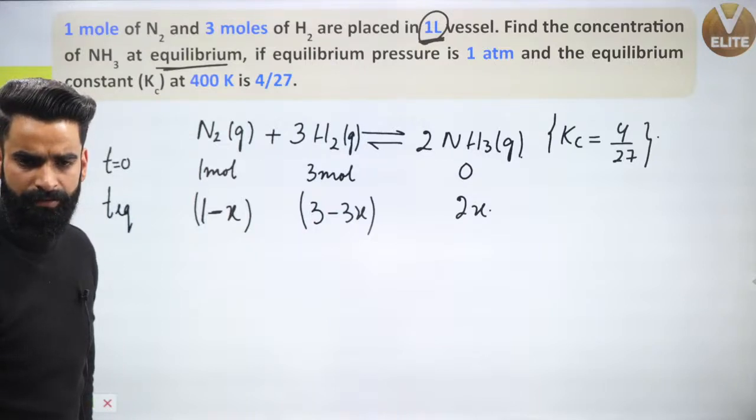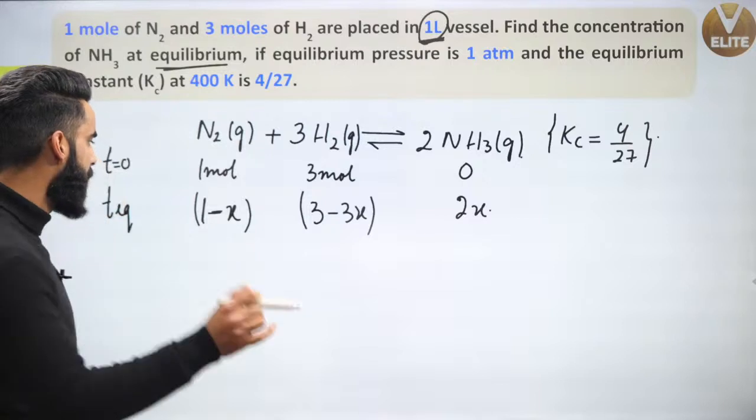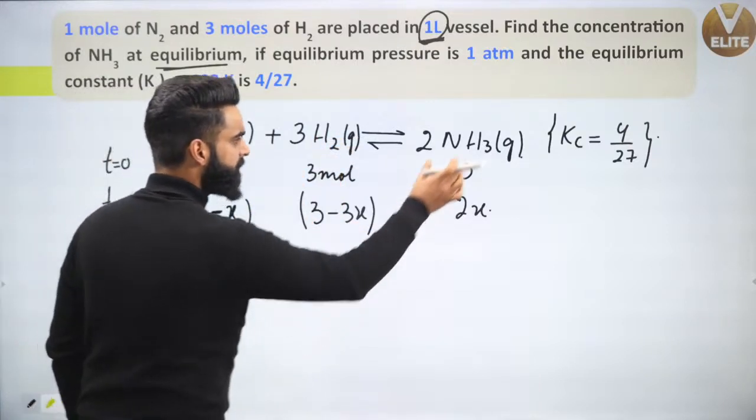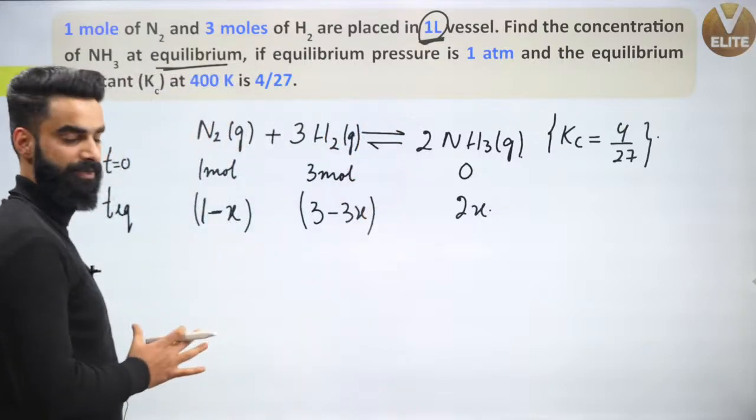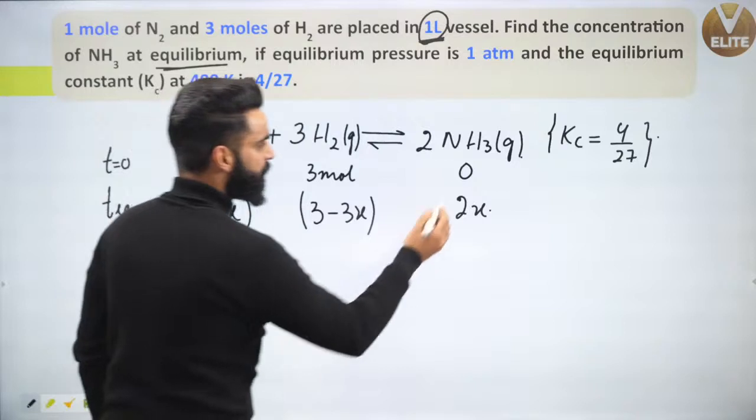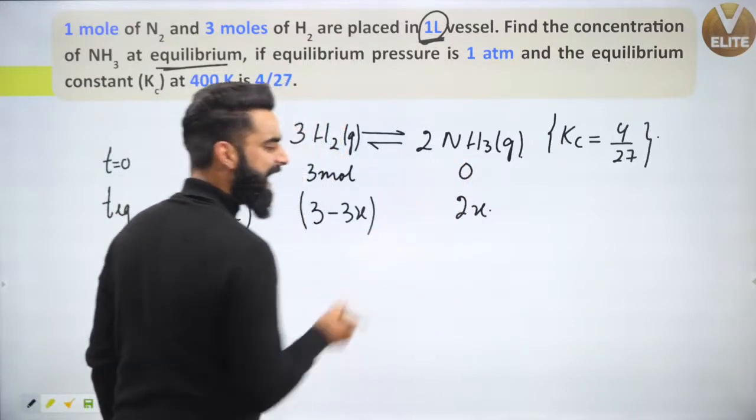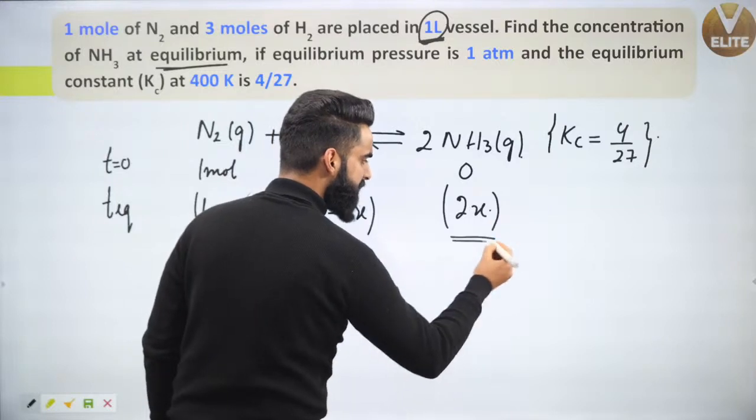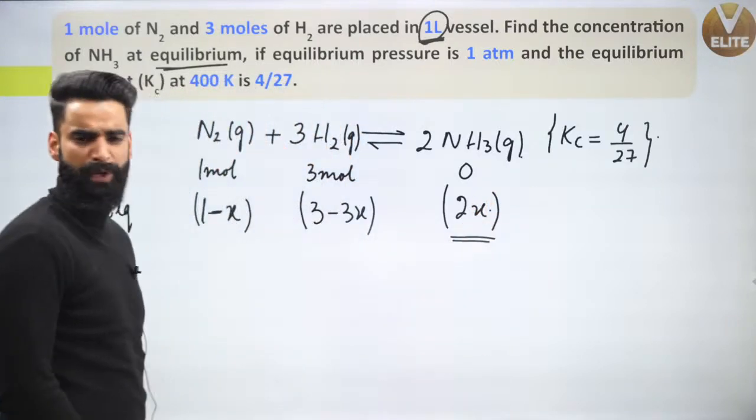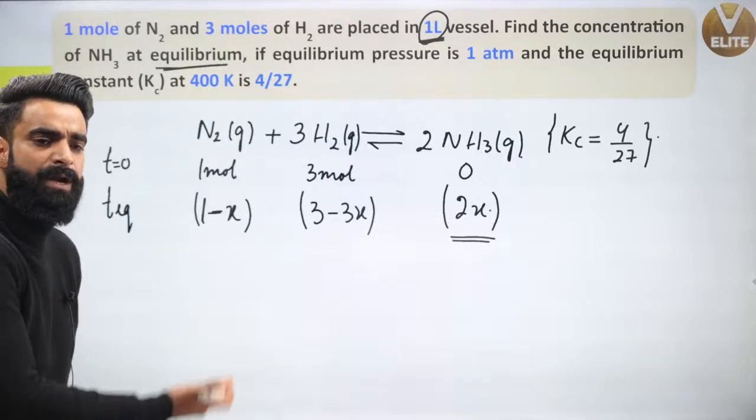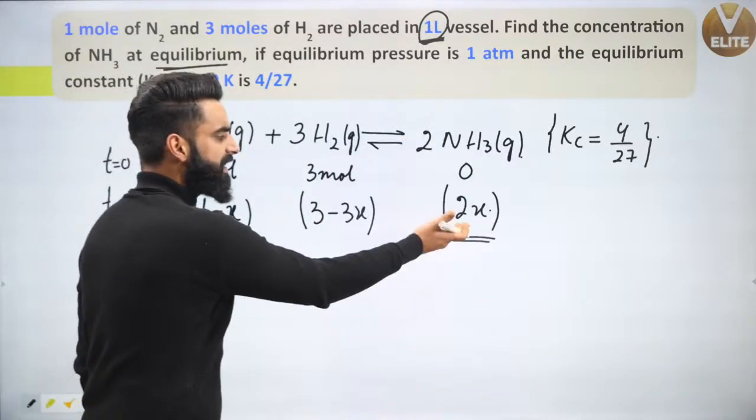Right guys? Now, this is the concentration of N2 at equilibrium, this is the concentration of H2 at equilibrium, this is the concentration of NH3 at equilibrium. Now what am I going to do? I'm supposed to calculate the concentration of NH3 at equilibrium. And we know the concentration of NH3 at equilibrium is 2x. So basically I'm supposed to calculate the value of 2x.